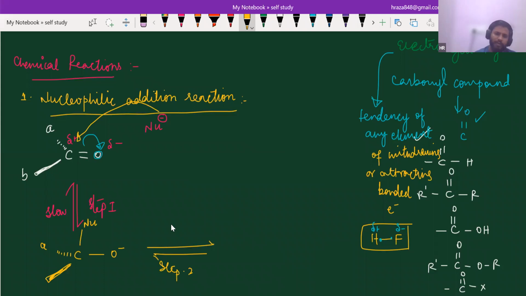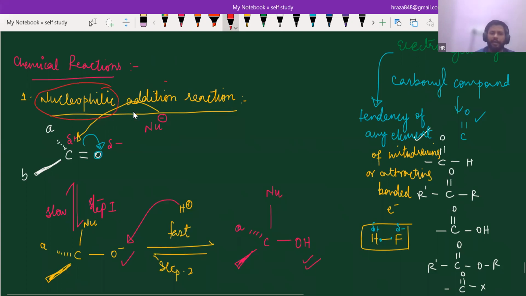Step 2 is the fast step, and in this you react this with H plus. You can see there is a negative and a positive, so it will attack here, and you will get a compound like this. So this is basically your nucleophilic addition reaction. Addition of what? Basically the nucleophile is adding to this compound. So this is a nucleophilic addition reaction. Is that clear? Yes, sir, clear. Okay. Can anyone tell me what is the hybridization of this carbon?